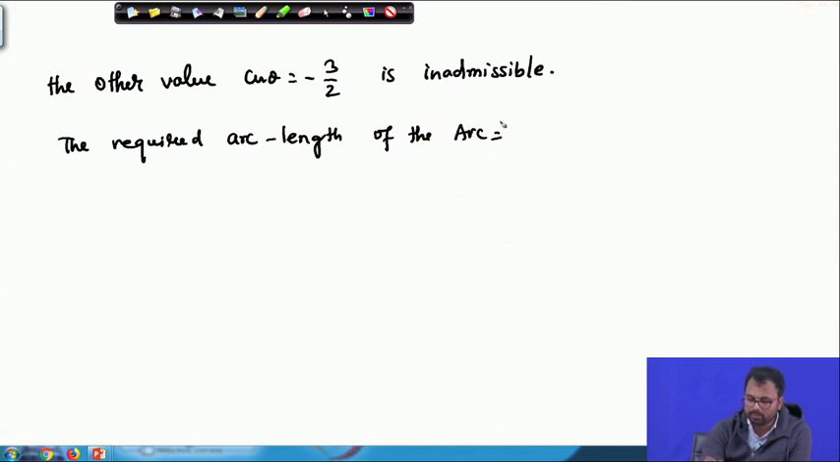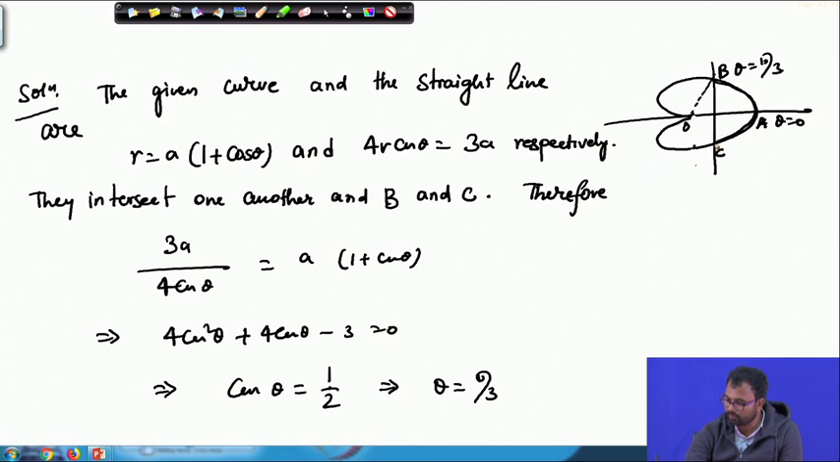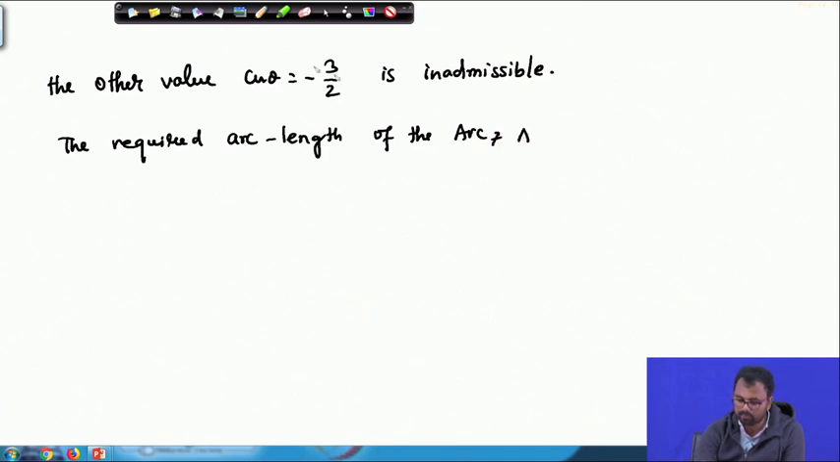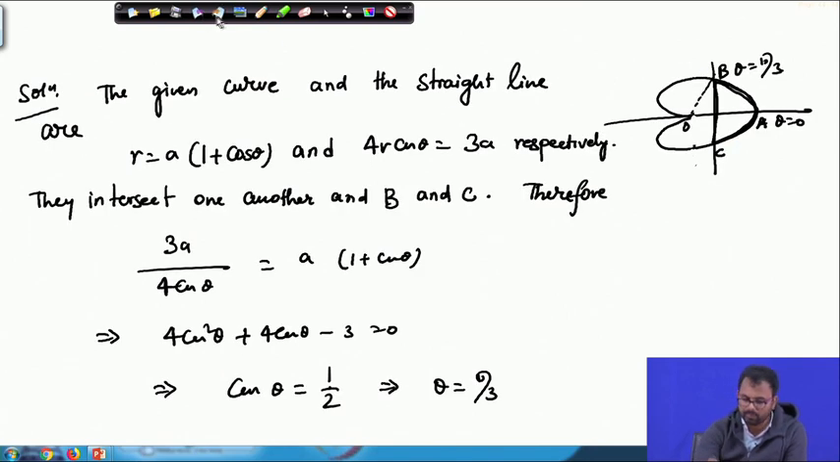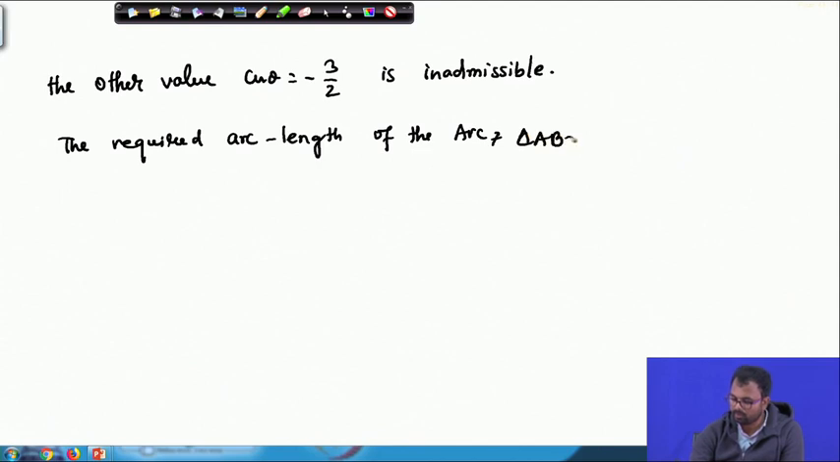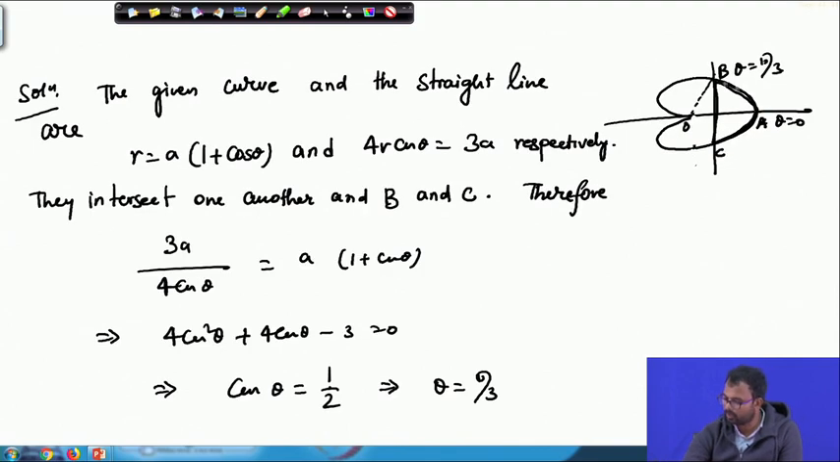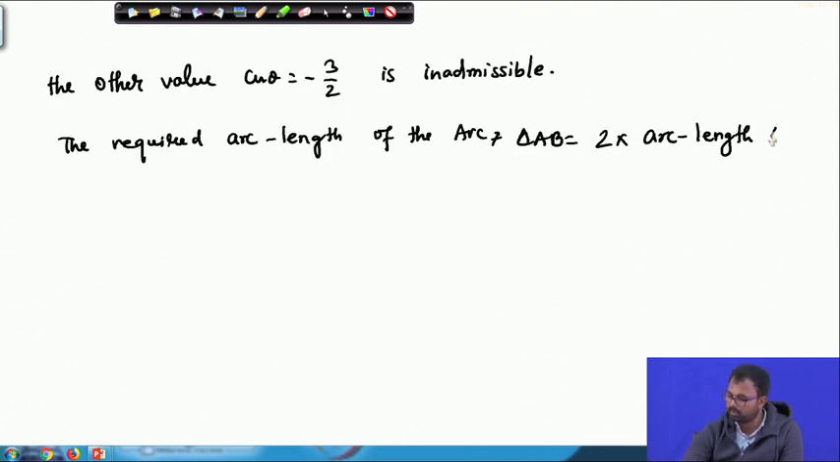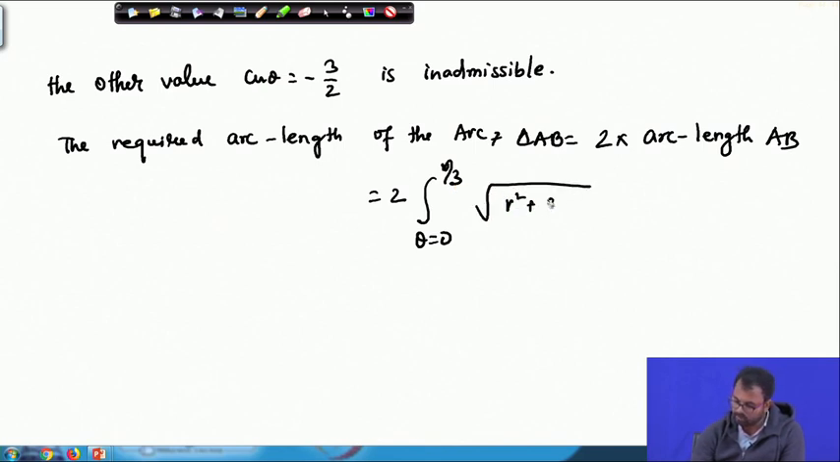So this is the arc for which we have to calculate the arc length. The required arc length ABC, we have to write the correct order, so CAB, equals 2 times the arc length of the upper half, because it is symmetrical, so 2 times arc length AB. So this is basically 2 times the integral, theta running from 0 to pi by 3, of the square root of r square plus dr d theta whole square, times d theta.